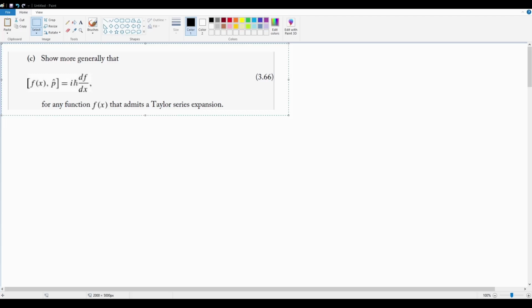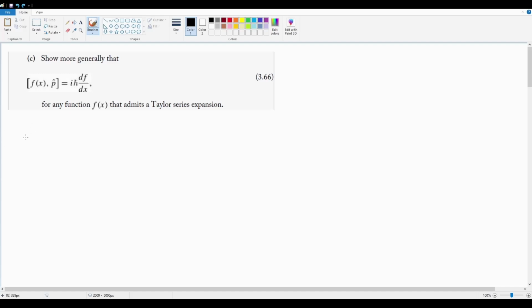Okay, part C is basically the exact same thing as part B, but with a bunch of fancy vocabulary. So show more generally that the commutator of any function of x with respect to p hat is going to equal i h bar df/dx for any function f(x) that admits a Taylor series expansion. What this means is that f(x) is essentially a smooth function. The requirement for something to be Taylor expanded is that it has to be smooth, and what smooth means is that it's infinitely differentiable. So df/dx is guaranteed to exist, because that's the only way for a function to be smooth and therefore expandable via a Taylor series.